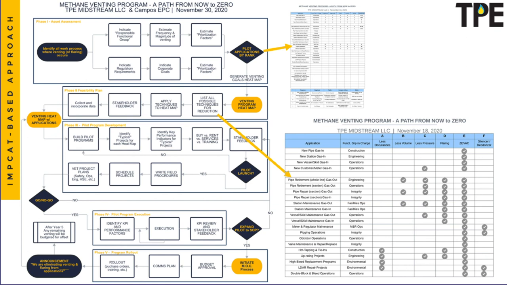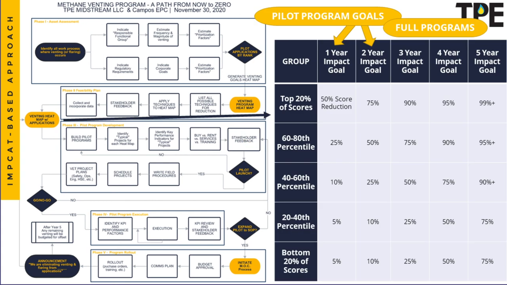Once you've listed all your applications, you've ranked them, and you've identified what you could possibly do to address it, then you're going to build your program. This is why we call it an impact-based approach: it's a programmatic approach, not terribly different from a safety program or an integrity management program. We're going to take our top 20% of those most impactful applications, and we're going to put our effort there, right? The vast majority of our effort goes toward those biggest impact issues.